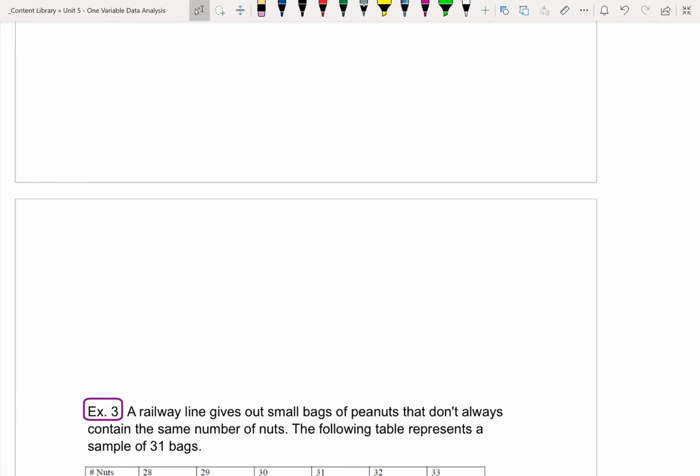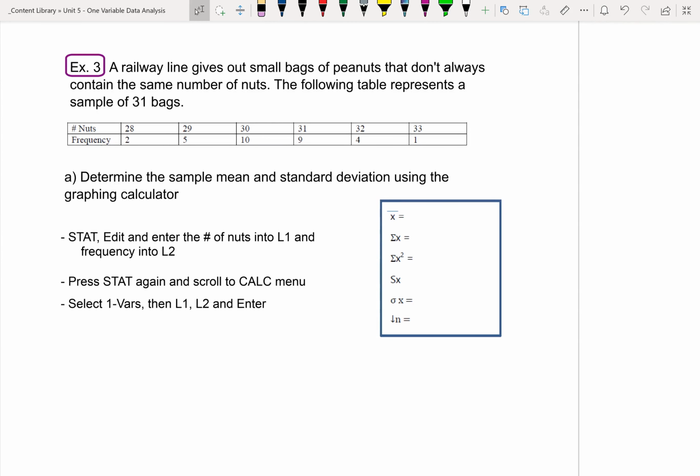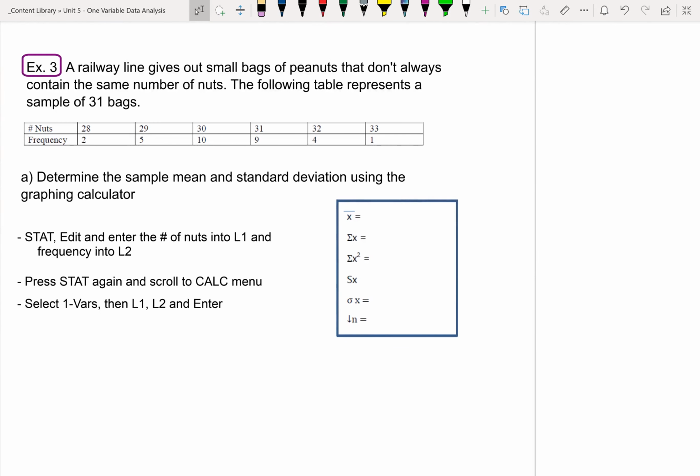So in example 3, a railway line gives out small bags of peanuts that don't always contain the same number of nuts. The following table represents a sample of 31 bags. We want to determine the sample mean and standard deviation using the graphing calculator. So again, this would be an example of a frequency table where we would have to go through and use those steps above.